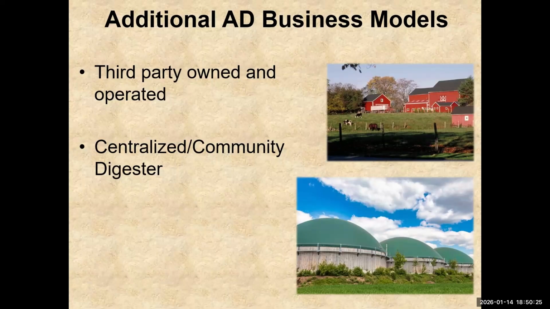And another model that you may see for farms that are located within close proximity to each other, you could have, say, a centralized or a community digester model. And this is where farmers share the installation and operating cost of a digester, and their waste is transported off site from their farm to the centralized location.